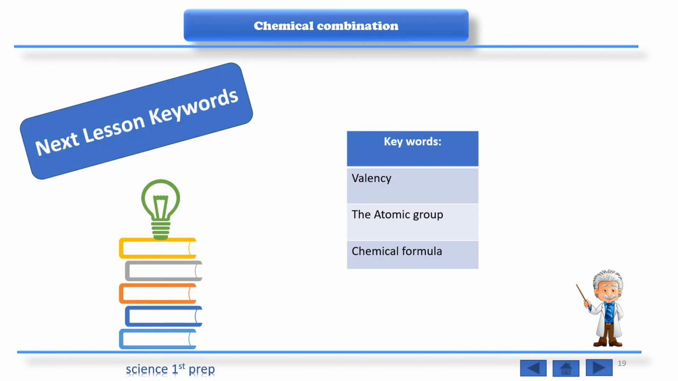Okay, now let's talk about the next lesson's keywords. Please repeat after me. Valency, the atomic group, chemical formula.